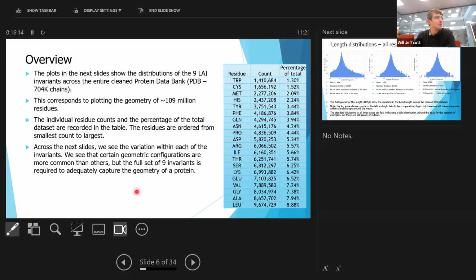And across the next slides, we'll see the variation within each of these invariants and see that certain geometric configurations are more common than others, but in order to fully capture the geometry of the protein, we do need to consider all 9.